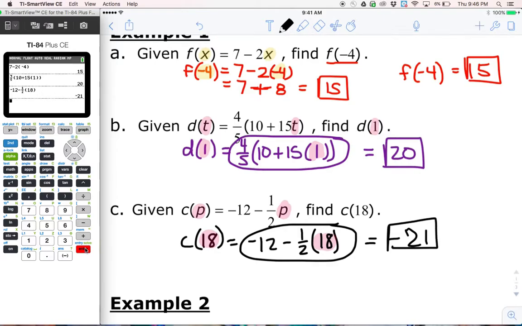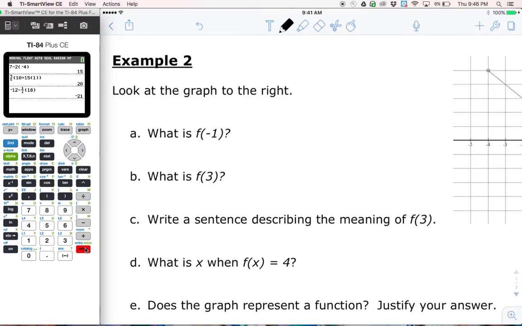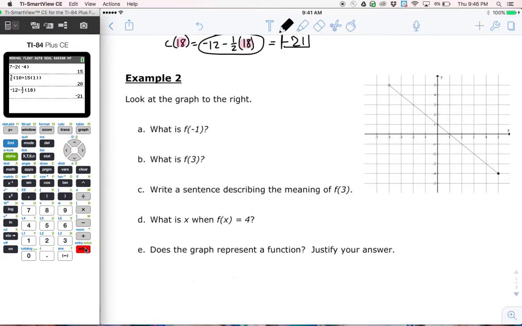We're going to move on to example 2. In example 2, we're still examining function notation, but we're doing it all with this graph over here on the right, okay?